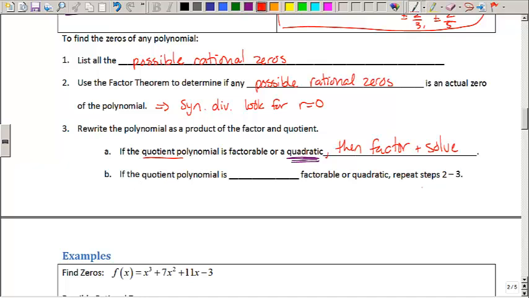Now, if the remaining quotient polynomial is not factorable or quadratic, then you need to go back and repeat steps 2 and 3. You need to keep factoring and using synthetic division to look for a zero remainder until you can get the remaining polynomial to be quadratic.